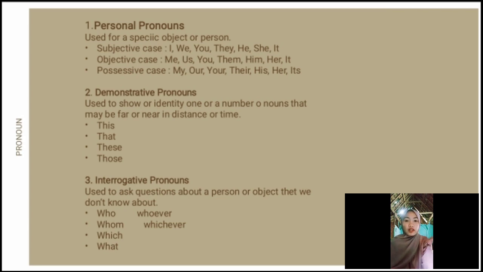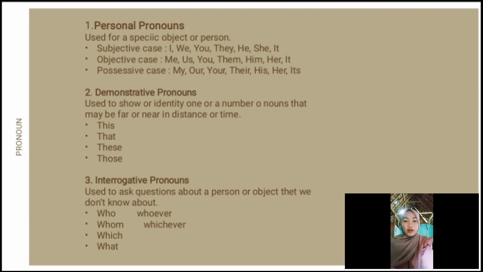And the third, interrogative pronouns. Interrogative pronouns are used to ask questions about a person or object that we don't know about. Who, whom, which, what, whatever, and whichever.